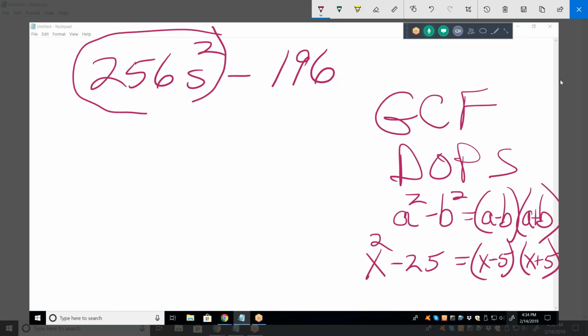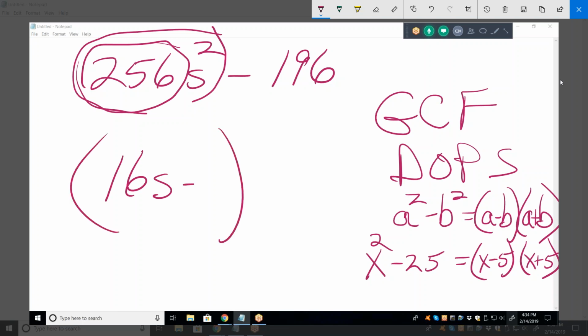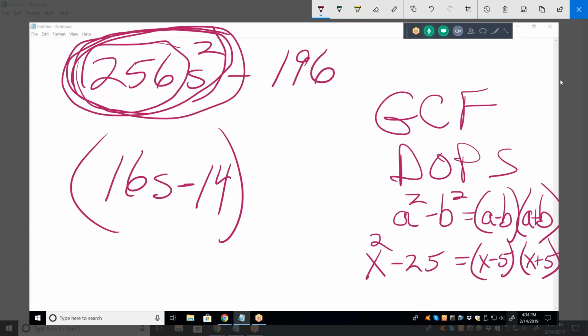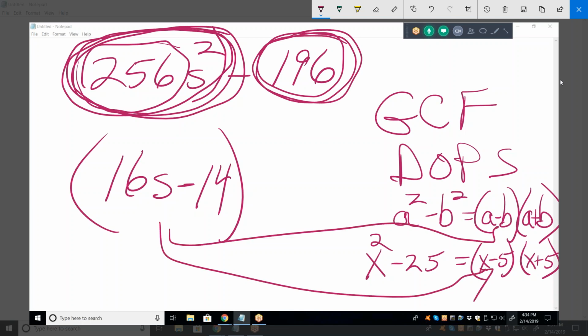Okay? Now, the question in this problem, before I go factoring out a 4, is 256 a perfect square number? Yes, it's 16 squared. So if that's a squared, then a is 16s. Is 196 a perfect square number? Yes, 14. In other words, if I can take the square root of that and come up with a whole number, then that's the first part. That's this x minus 5 or a minus b.